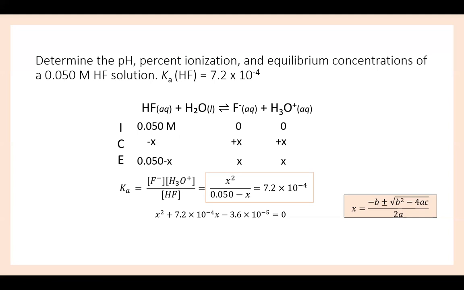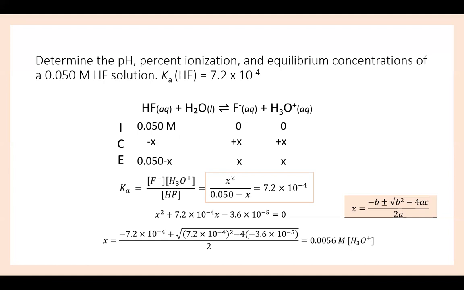Plugging those values into the quadratic equation, we'll find that x will give either a positive or negative concentration. The one that gives a positive concentration uses the plus before the square root. So we find that x is equal to 0.0056 molar hydronium, which means our pH is 2.25.